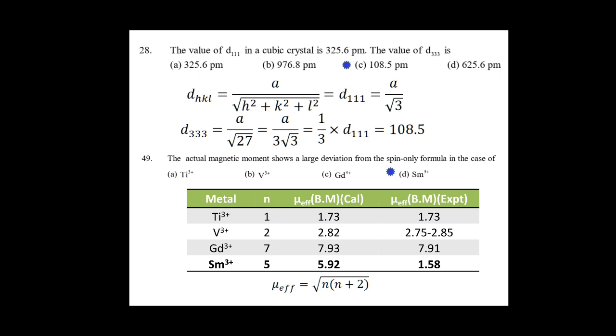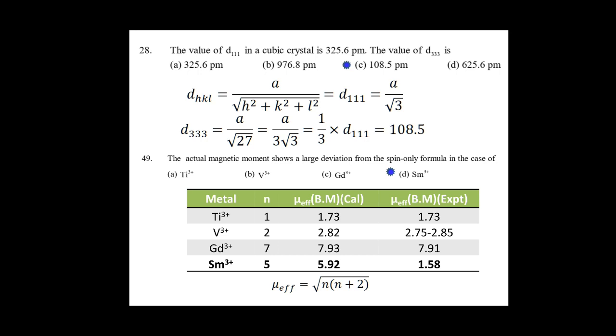They have given D111 as 325.6 picometer. Now if you put 111 for HKL, what do you get? D111 equal to a by root over 3. Just keep it. We'll use this part at a later stage. Now in the question, we need to determine the D333. So if you write HKL equal to 333 and put it in the formula, you get a by root over 27. Now what is root 27? 27 is nothing but 3 root over 3.